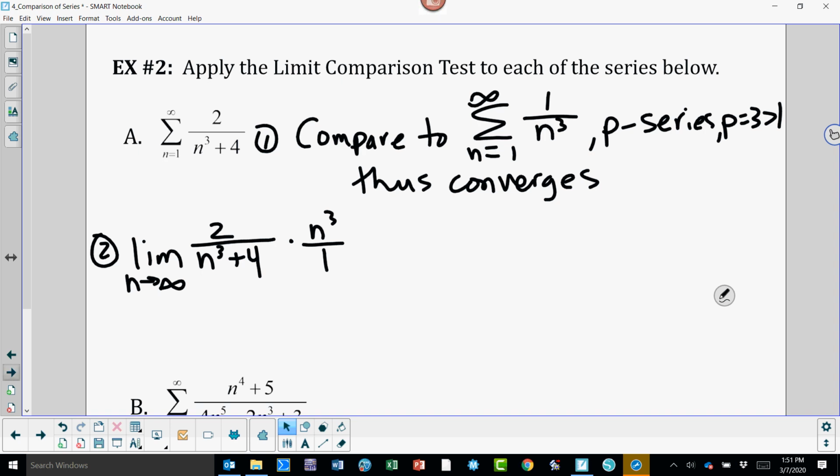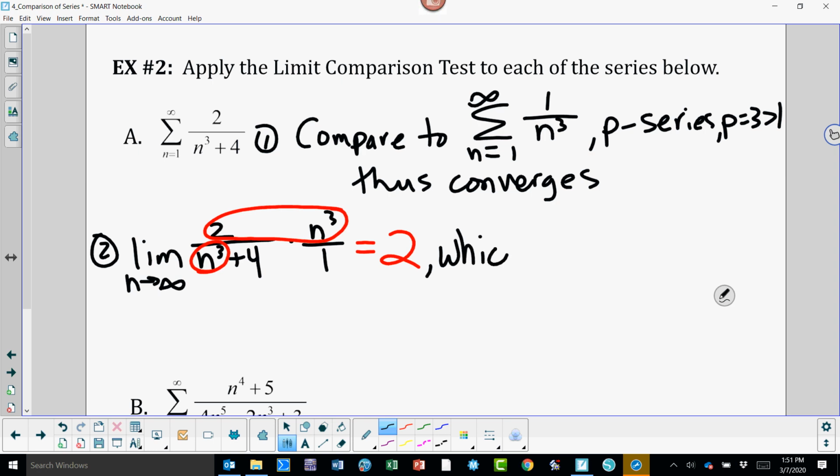Now, this limit is actually super easy because these are rational. That's why I was saying if they're rational functions, this is really simple, because you have 2n cubed on the top and you have n cubed on the bottom. And we know if we go to infinity that we simply take the ratio of that and we're going to get 2, which is finite and positive. Okay, because that's what we were told. If it's finite and positive, we're good.